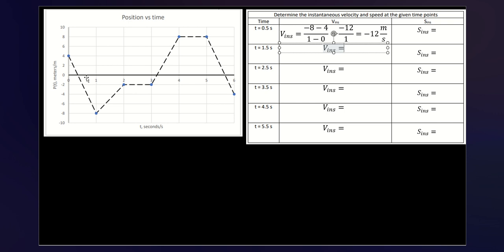Now let's look at 1.5 seconds. Well, 1.5 seconds, that touches this line of our graph. So that goes from this point to this point. Taking our y values, that is going to be negative 2 minus negative 8, which just becomes plus 8. And then we'll divide that by 2 minus 1.